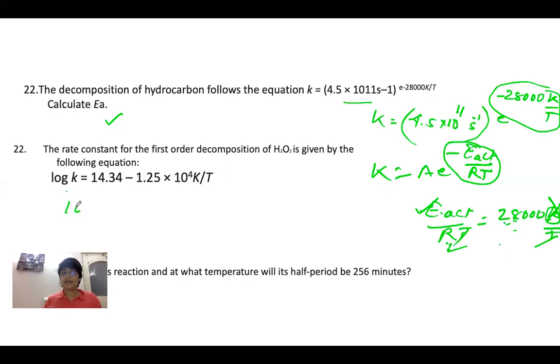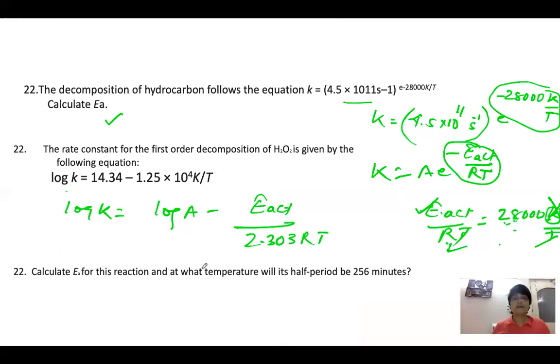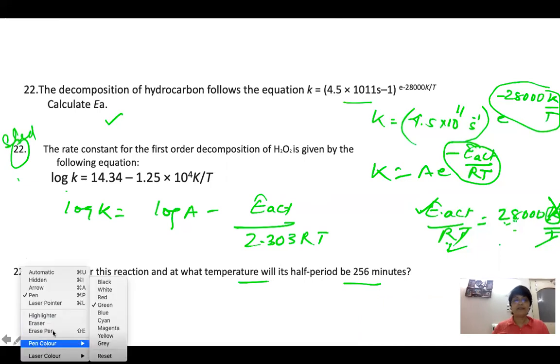Now this one: log K is equal to log A minus E act upon 2.303 RT. They are asking us to find, from this expression, the activation energy for the reaction. It is the same question. At what temperature will its half-life period be 256 minutes? This is your standard question. So you have to be a little careful about its answer, and the method also.